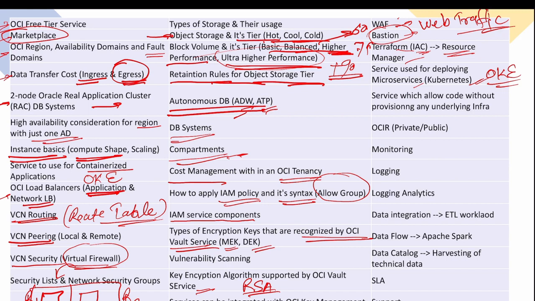Then we have the service which allows running code without provisioning any underlying infrastructure, that is Oracle Functions. OCIR is a container registry. It can be public or private, but not both. Monitoring is the service which monitors our whole environment and tells where we can improve, or if there is an issue, we get an alert on the basis of metrics and alarms. So we need to remember metrics and alarms for monitoring.